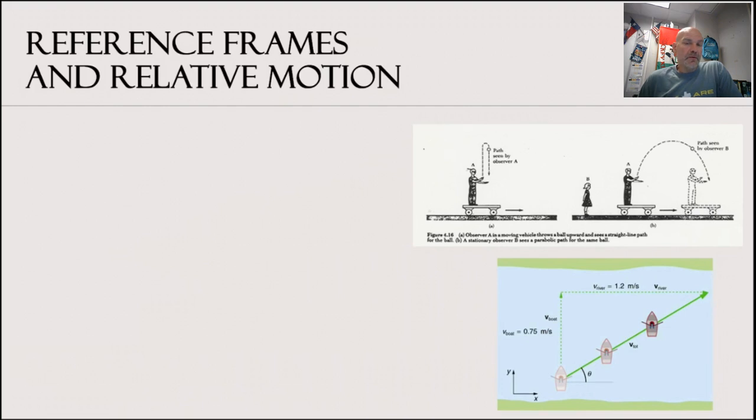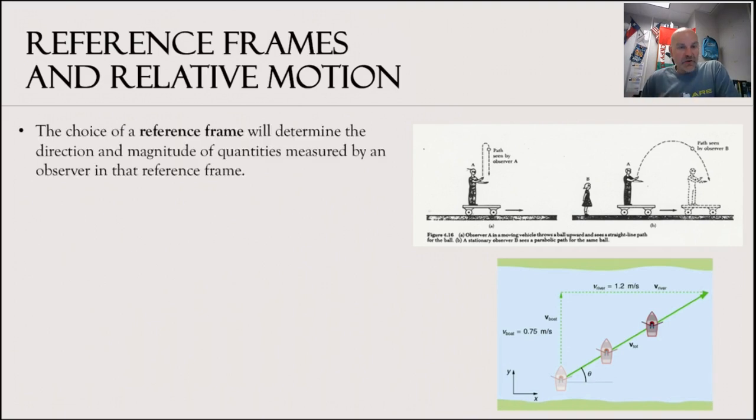This is important because a lot of things will be stated in reference to a person standing outside. A frame is like a picture frame, right? You see what's inside the frame. And if that frame moves, the motion changes, right? So the choice of the reference frame will determine the direction and magnitude of quantities measured by an observer in that reference frame.